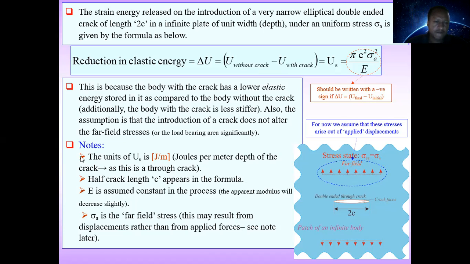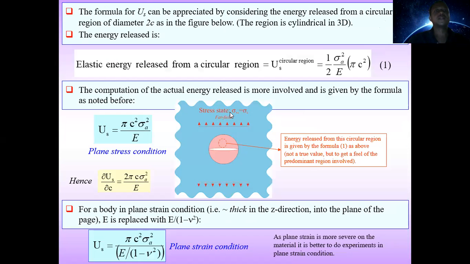The unit of Us is joule per meter, which takes the unit of energy. Half crack length c appears in the formula. E is assumed constant in the process. Sigma is the far field stress. This may result from displacement rather than from the applied force. So the formula for Us can be appreciated by considering the energy release from the circular region of diameter 2c as in the figure.